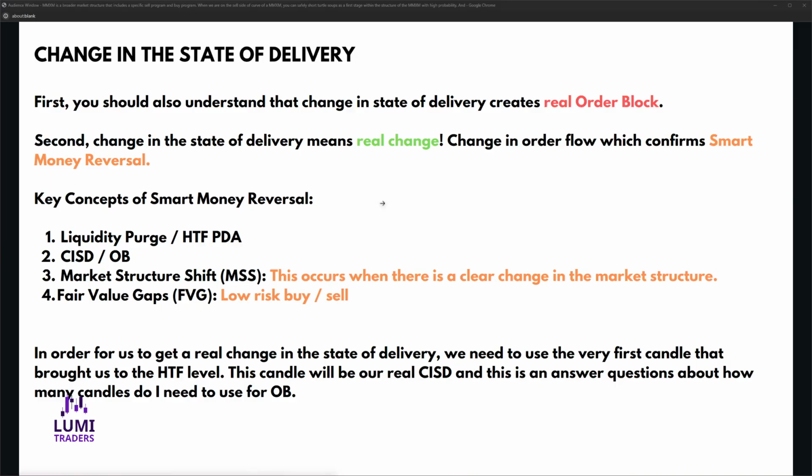Third point right here is market structure shift. And fourth, not necessary, but we must say about this, fair value gap, which most of the time offers what? Low risk buy, low risk sell.